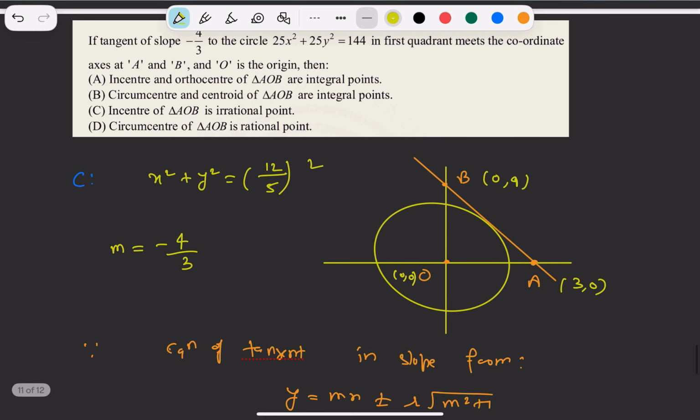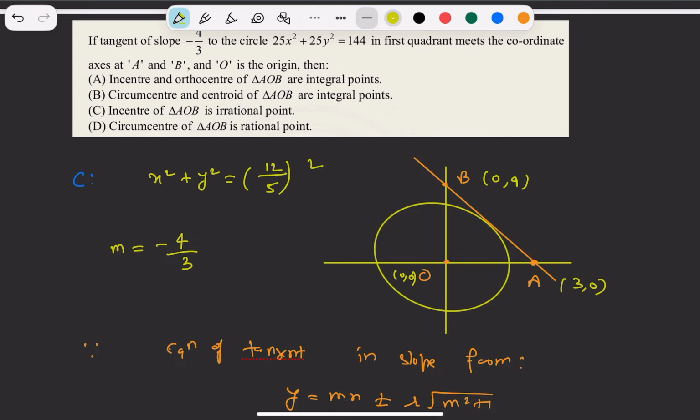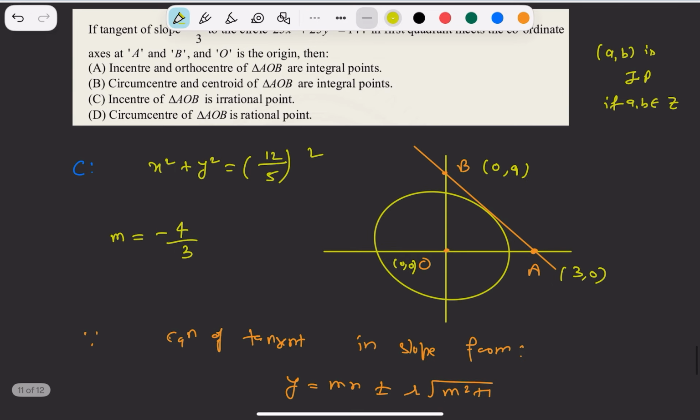So, I guess now we can focus on the options. If you see the option, the incentre and orthocentre of triangle AOB. So, AOB, I am talking about this triangle, alright. It is a right angle triangle. Are integral points, okay. Do you know what is the meaning of integral points? So, A comma B are integral points if A and B both belong to integers, alright.